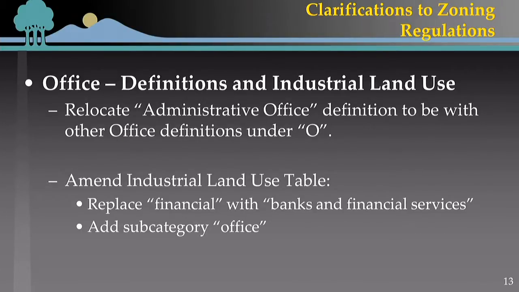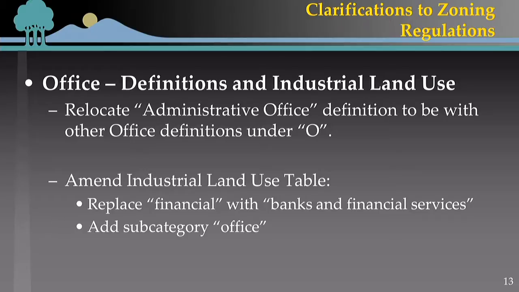For office definitions, currently there are multiple subcategories that are not all located under the office category definition section. So for instance, the administrative office definition is located under A, and staff is proposing to remove that and consolidate it with the other office definitions under O.